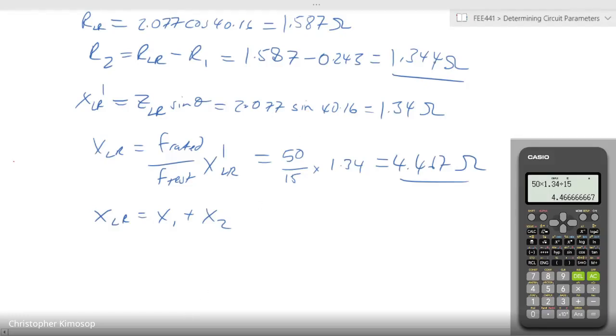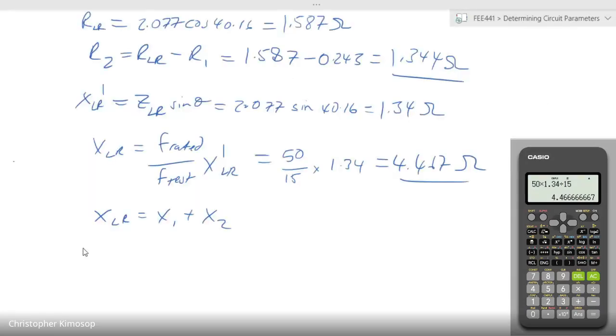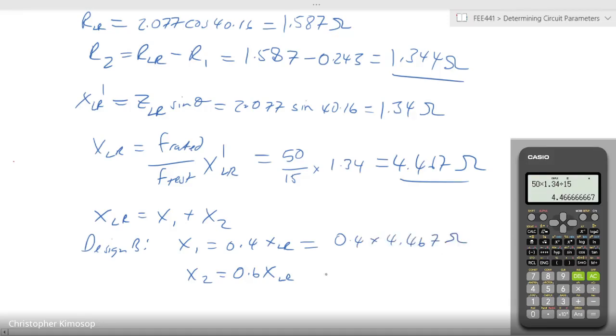Now, in this particular case, let's assume we were looking at what we had talked of, design A, B, or C. Let's say we are looking at a design B. So if you have a design B, X1 is equal to 0.4 XLR, and X2 is equal to 0.6 XLR. That gives you 0.4 times 4.467, and that is 0.6 times 4.467.